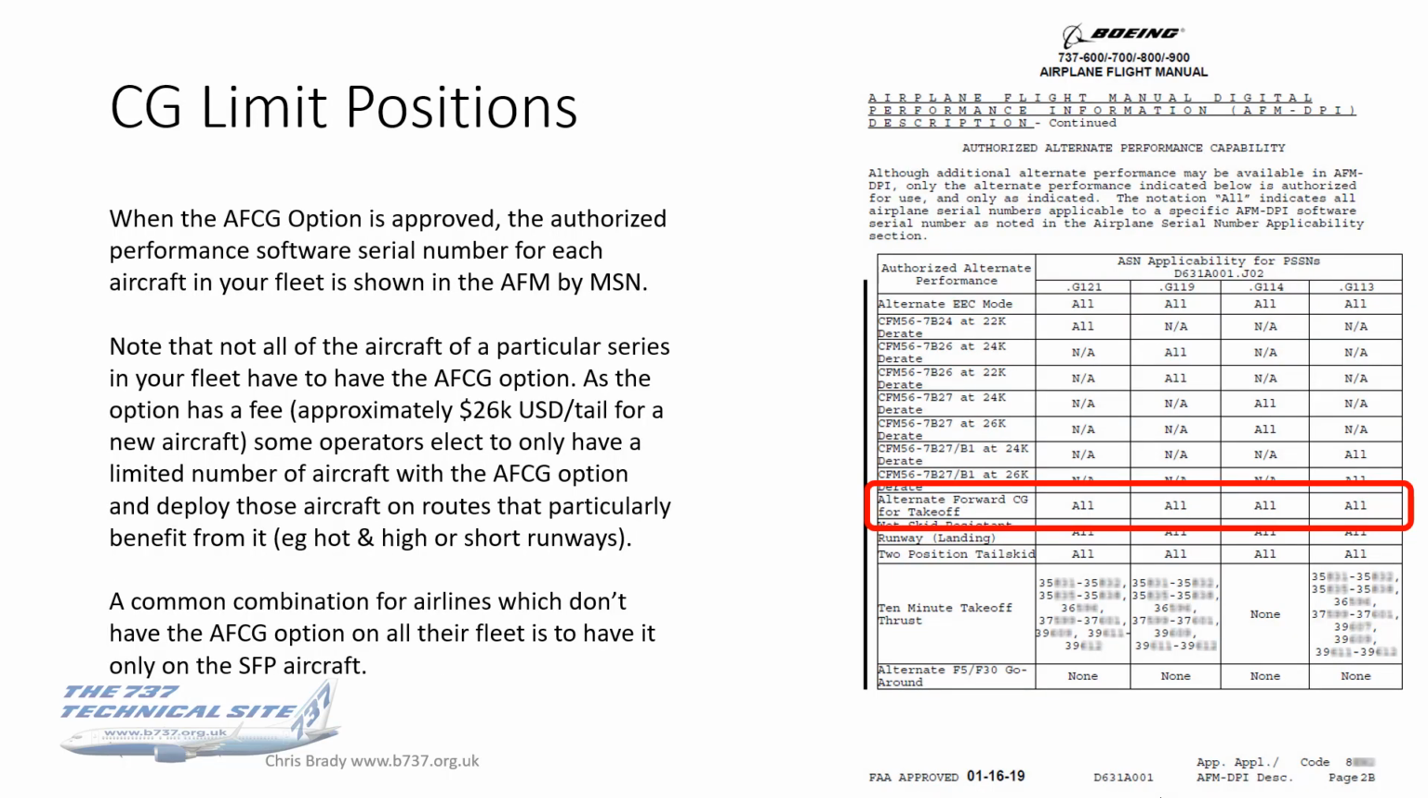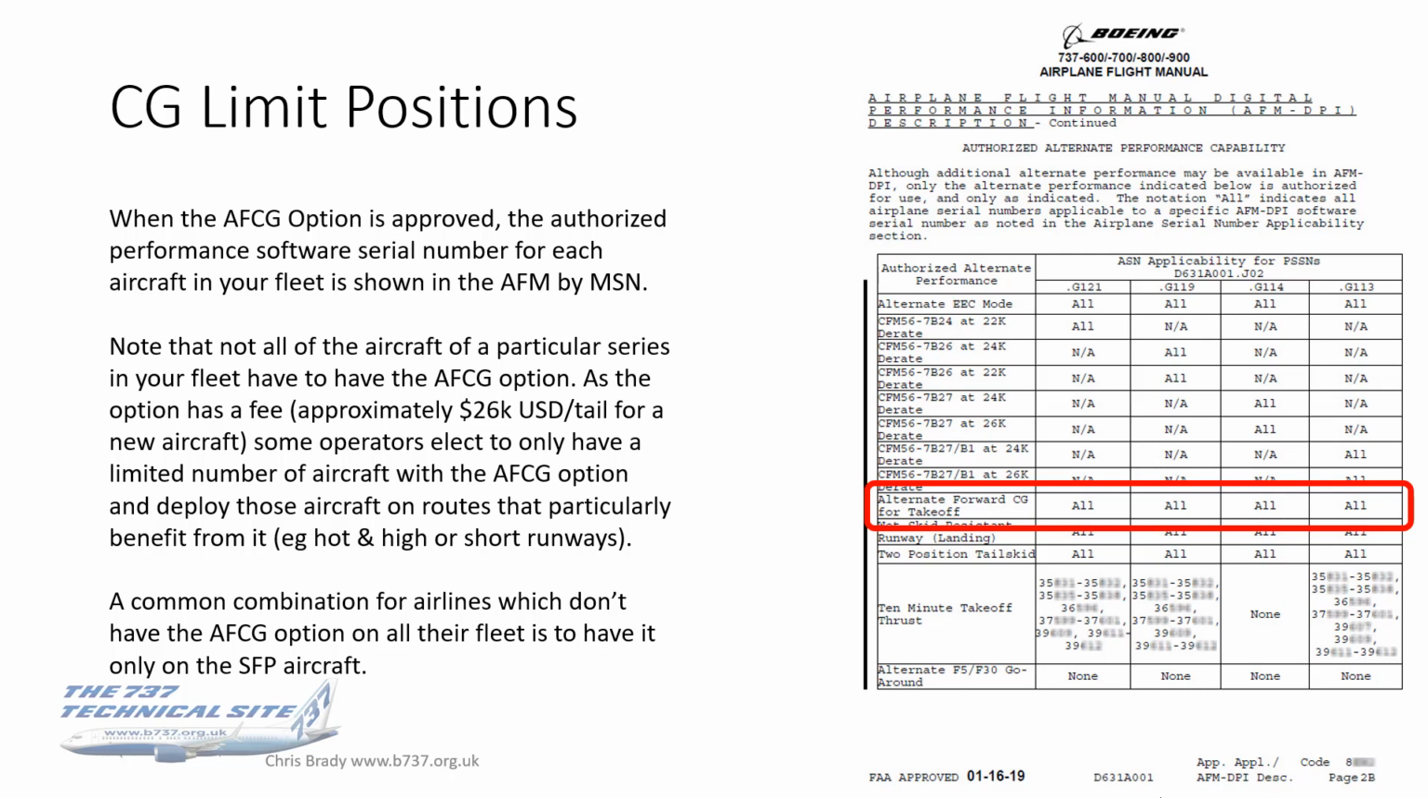Now, when the alternate forward CG option is approved, the authorized performance software serial number, the PSSN, which you can see on that table on the right, for each aircraft in your fleet is shown in the AFM by serial number. Now, note that not all of the aircraft for a particular series in your fleet have to have the AFCG option. And you may ask why not, as crew, and the answer is cost.